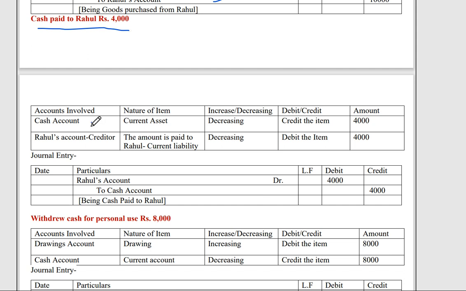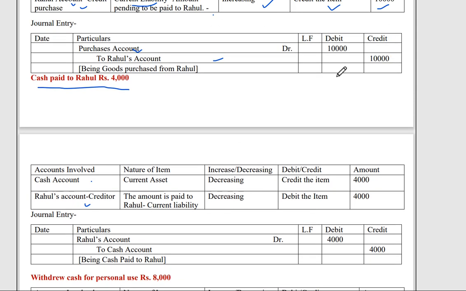So here the accounts involved are cash account, as the amount is being paid to Rahul in the form of cash, and also Rahul, who is a creditor to whom we had to pay the amount. In the previous example, we posted the amount of 10,000 in Rahul's account. Now we have to decrease Rahul's account: I had to pay 10,000 rupees, and now I have paid 4,000 rupees. So whatever is left, 6,000 rupees, we need to reflect in Rahul's account.